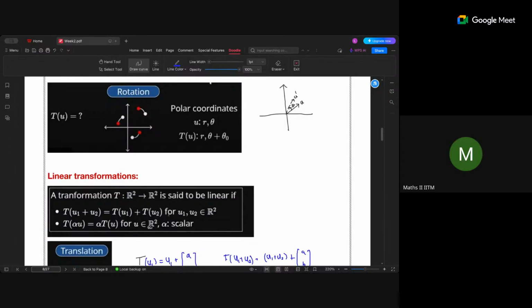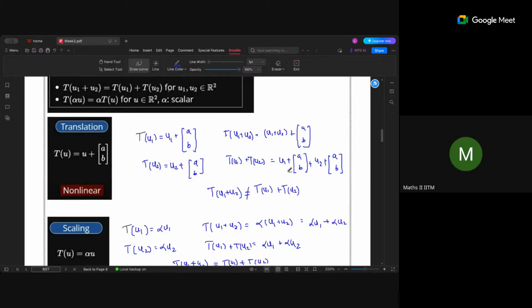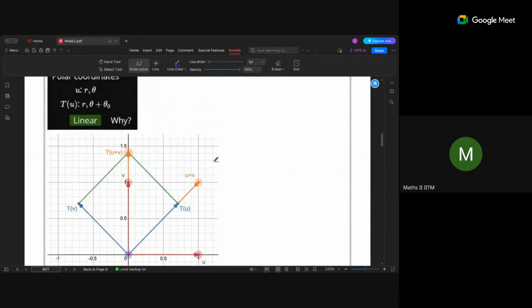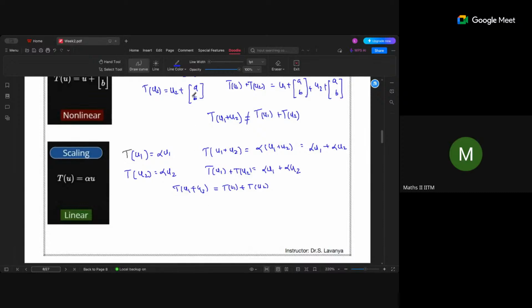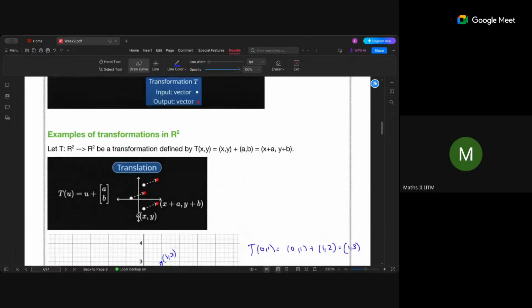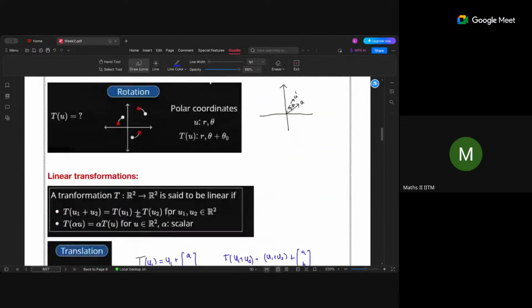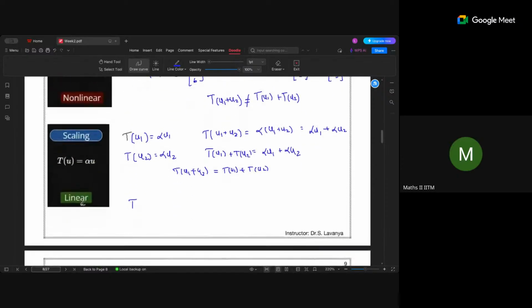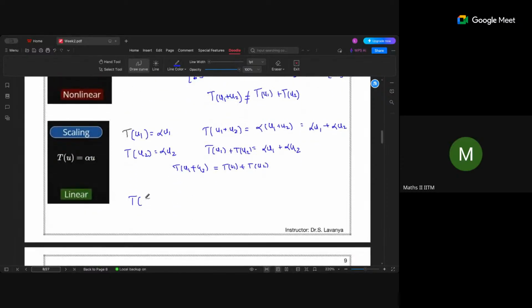Whenever you have multiple conditions for one statement, you need to check all of them to show that the definition is satisfied. But to say the definition is not satisfied, it is enough to show that one condition fails. Just like here, we showed one condition is not satisfied, so it is not linear. But to prove it is linear, you have to show both statements. The second statement: here I guess alpha is already used, so maybe I'll use some beta. What is T of beta u?